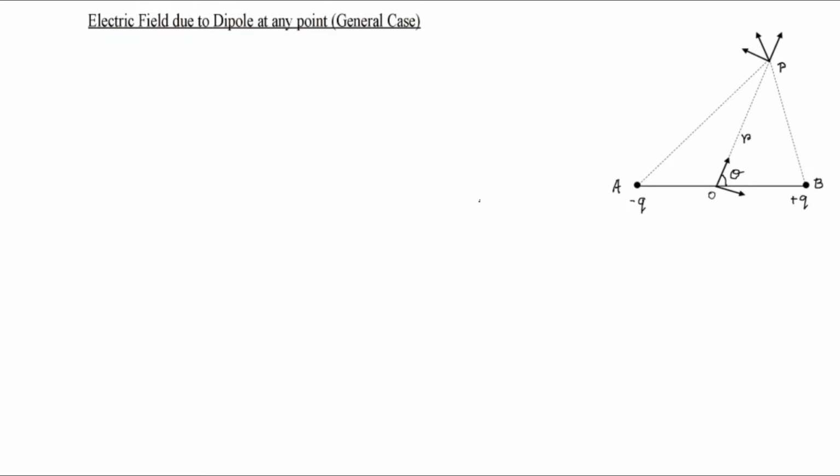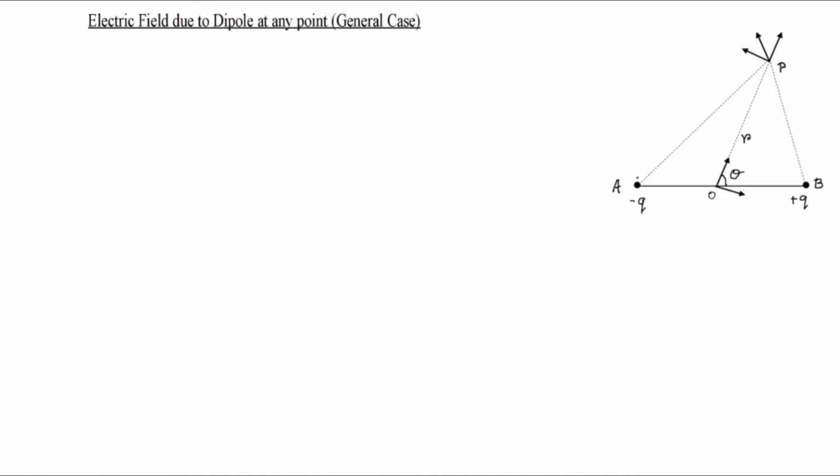Now in this tutorial, we are going to learn the general expression for electric field due to dipole. So it is a general case, that means a case which is other than the axial line and the equatorial line. So see here, the point P is neither on the axial line of the dipole nor is it located on the equatorial line of the dipole.